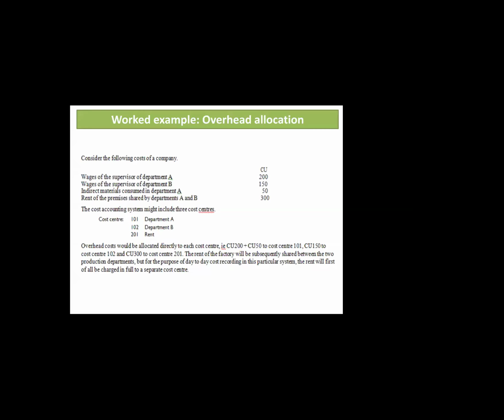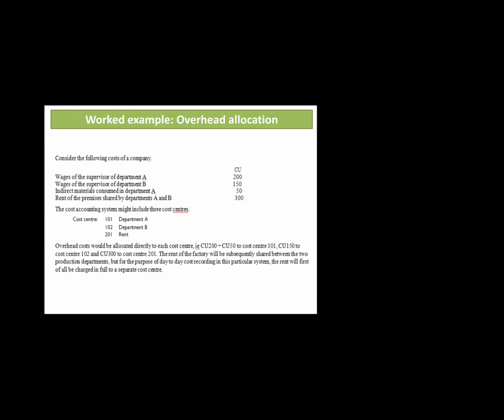Overhead cost would be allocated directly to each cost center. First of all, those are already allocated. The rent of the factory will be subsequently shared between the two production departments. But for the purpose of day-to-day cost recording, in this system, the rent will first of all be charged in full to a separate cost center.